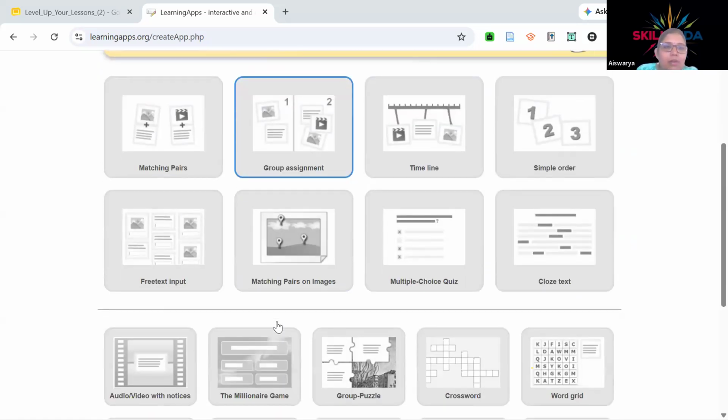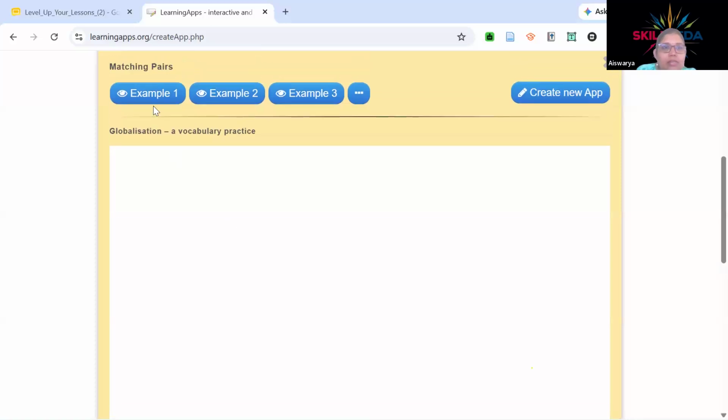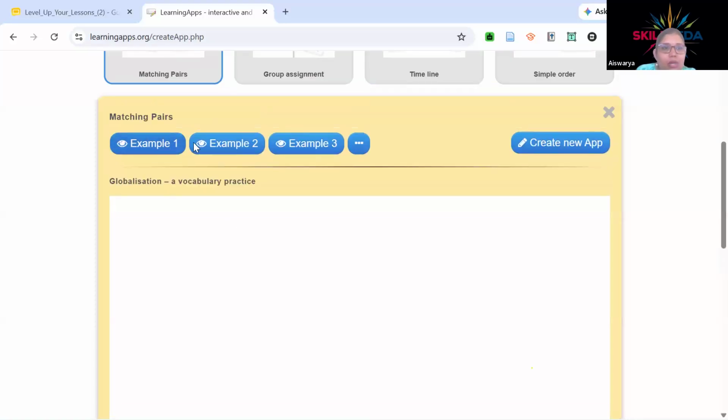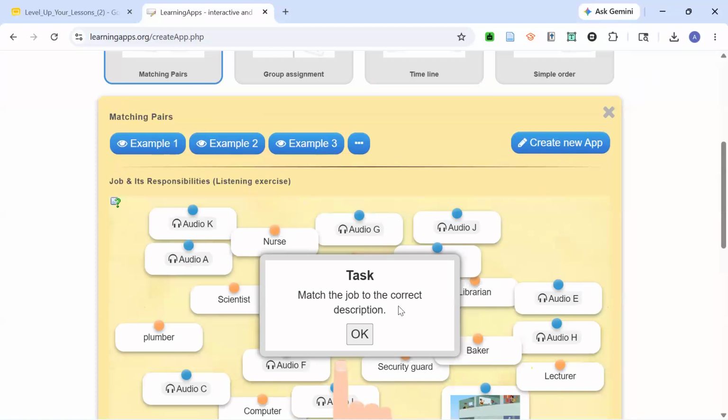If I'm going to make this matching pairs, I'm going to give this matching pairs, and there are some examples. Example 1 is this. Example 2, where you can map it. And now, play.